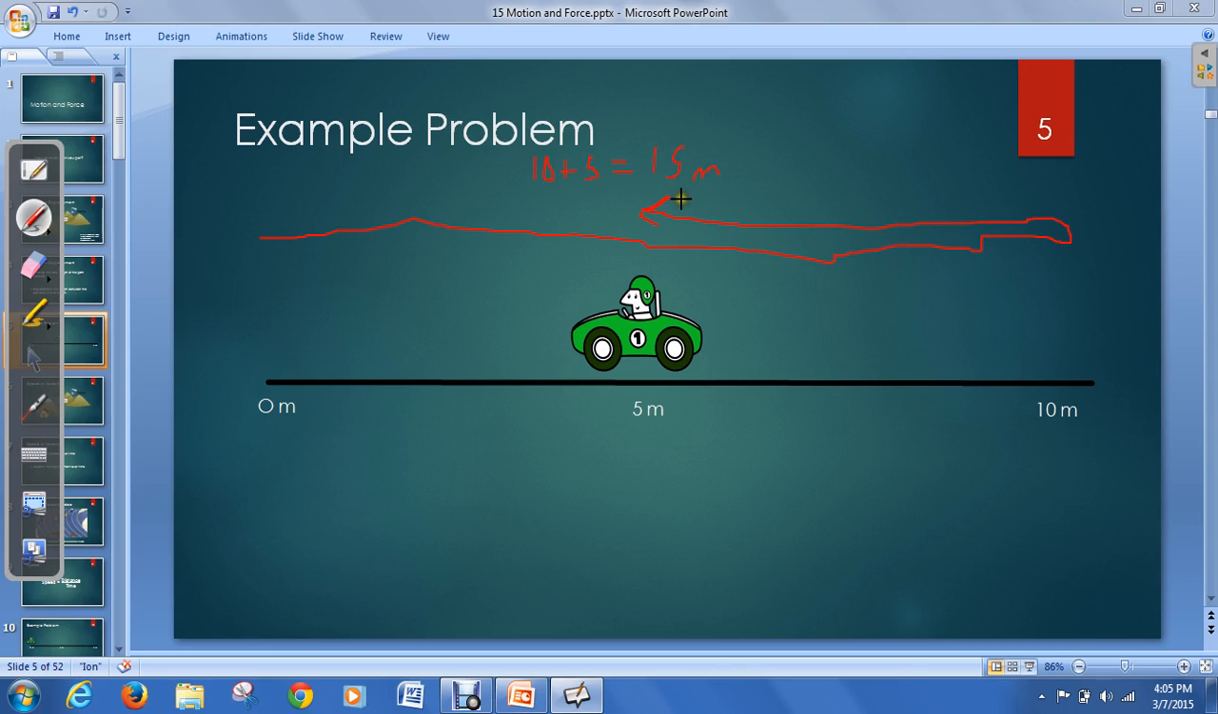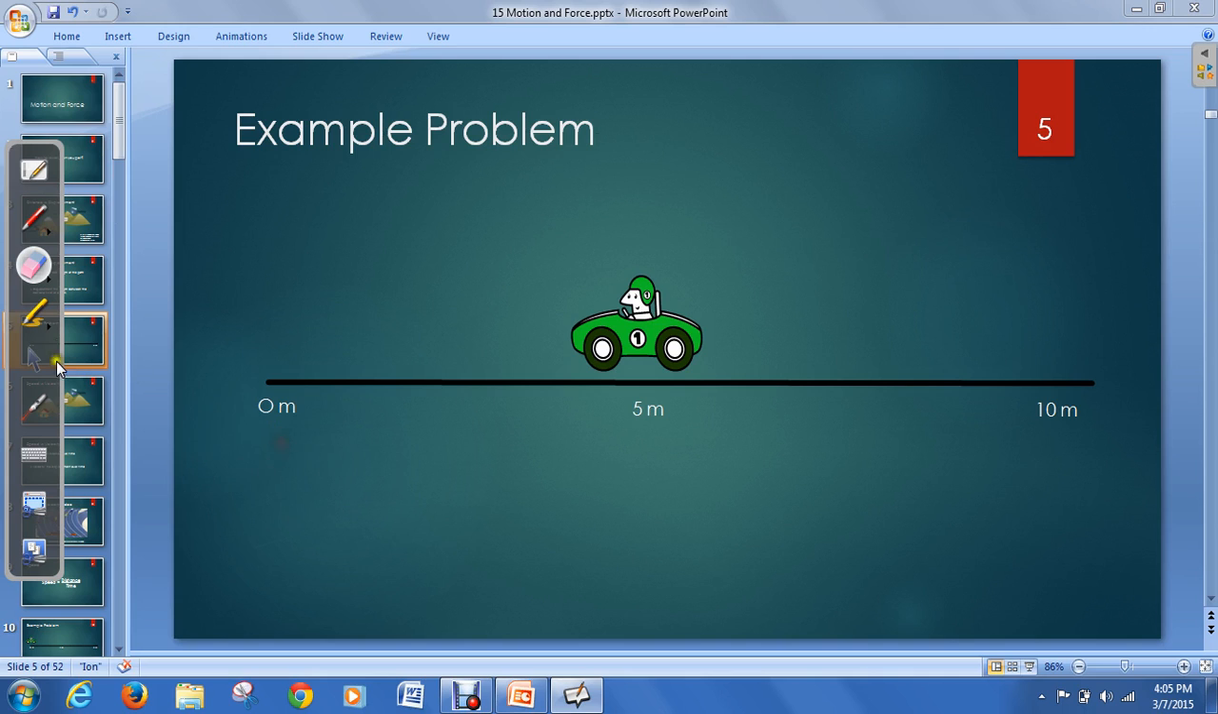That's his distance. However, if we look at his displacement, we just need to know where he started and where he finished. He started at 0, he ended at 5. That's a total displacement of 5 meters. This is just a simple example, but we can see that the distance and the displacement are going to be different in most cases. So those are some simple terms to start with.